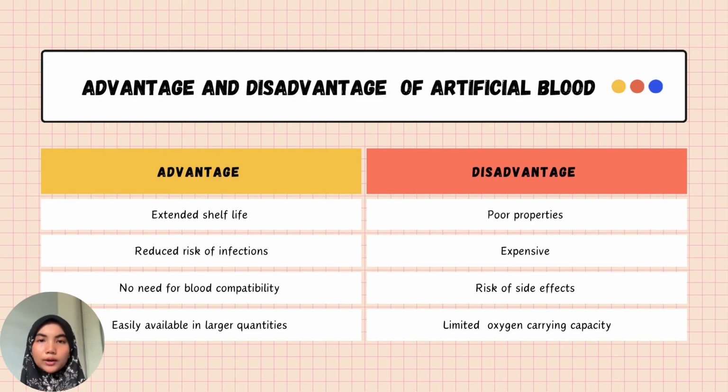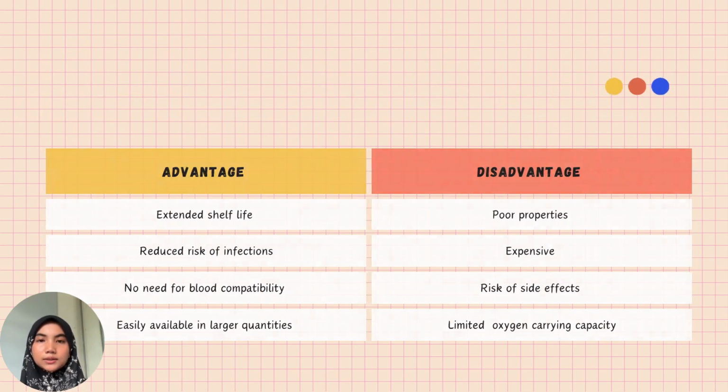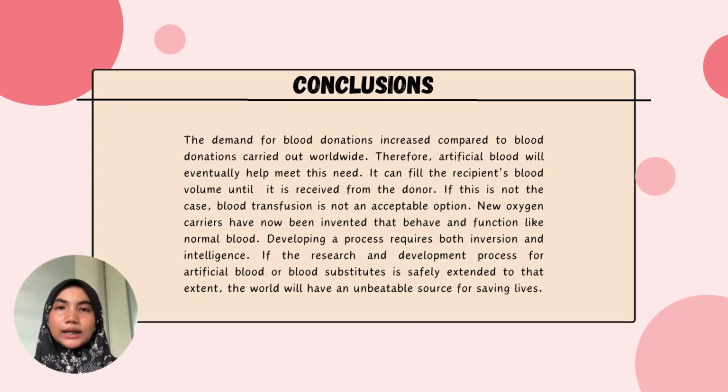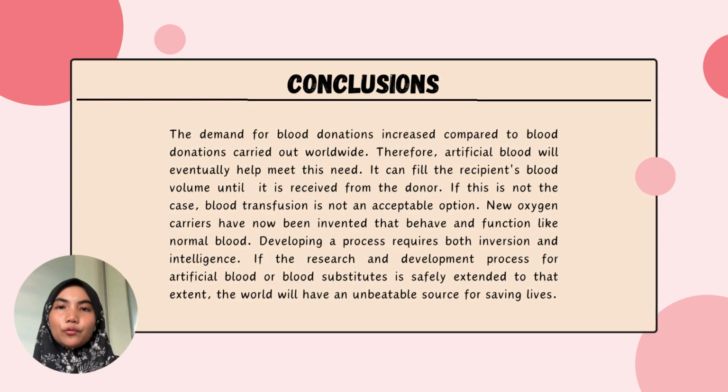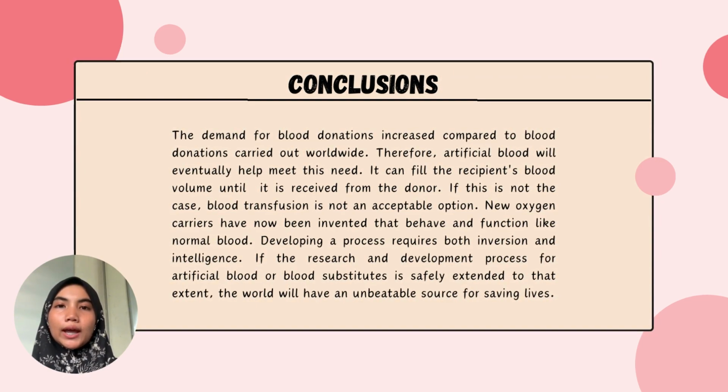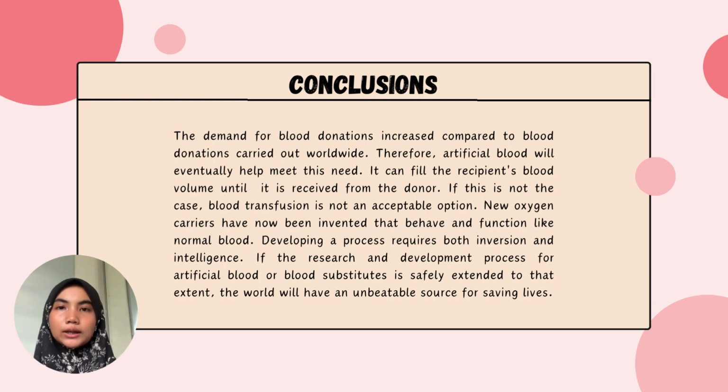And for limited oxygen carrying capacity, hemoglobin that is not inside the cell is unable to effectively deliver oxygen because it rapidly disassembles into smaller fragments. The demand for blood increased compared to blood donation carried out worldwide. Therefore, artificial blood will eventually help meet this need. It can fill the recipient's blood volume until blood is received from a donor. If this is not the case, blood transfusion is not an acceptable option.